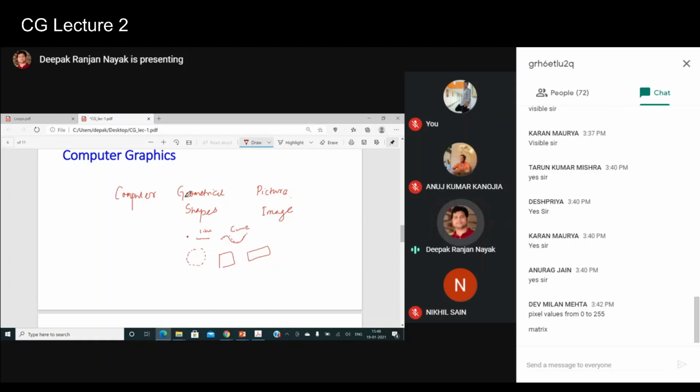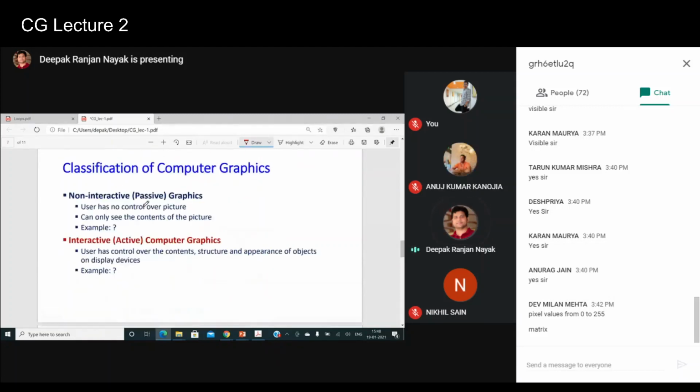Okay, before I discuss the applications, let me quickly discuss the classification of computer graphics. Basically, computer graphics is broadly classified into two categories. One is non-interactive, otherwise known as passive graphics, and one is called interactive computer graphics, right? In non-interactive computer graphics, the user has no control over the picture. Users can only see the contents of the picture, but cannot make changes in the picture, right?